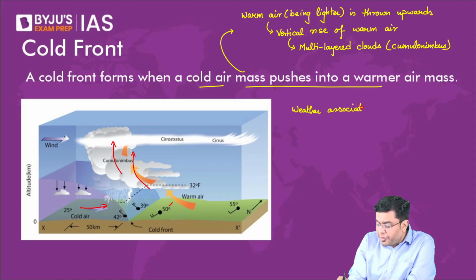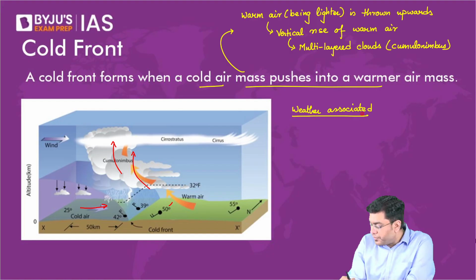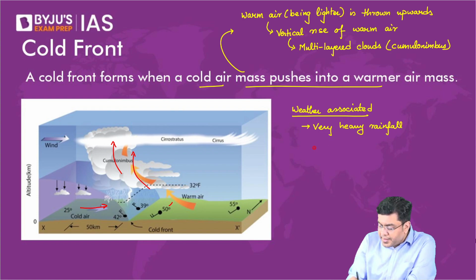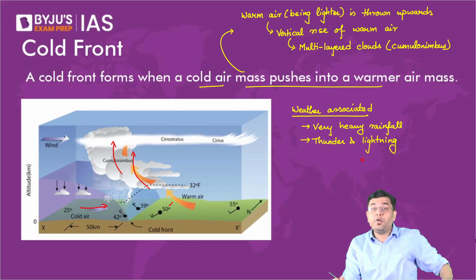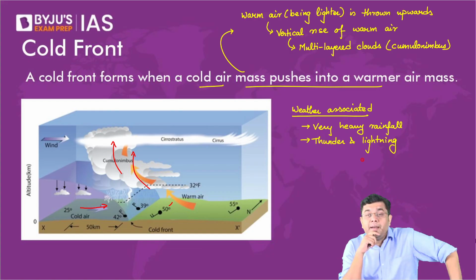What is the weather phenomena associated with cumulonimbus? Very heavy rainfall, correct? Very heavy rainfall. Thunderstorm, very correct. Thunder and lightning. Right? We can experience that, or we can basically observe that.